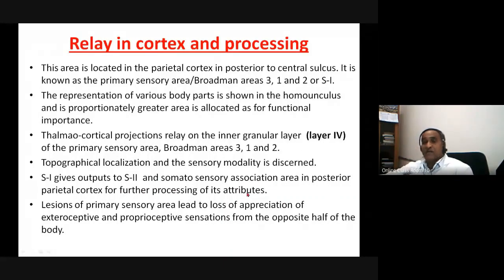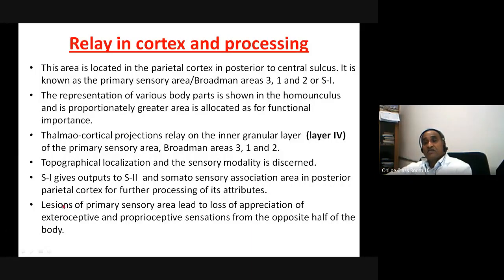Say, for example, you take any object. Each object has certain physical parameters: whether it is metallic, non-metallic, plastic, wooden, or whether it is warm or cold. Each of these attributes is processed in the cerebral cortex in association with S2 and the somatosensory association areas.